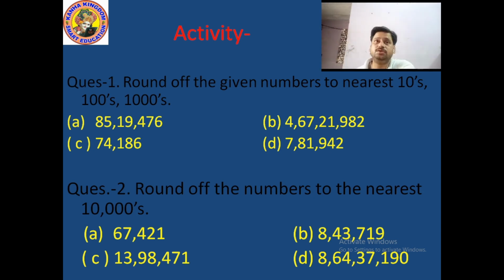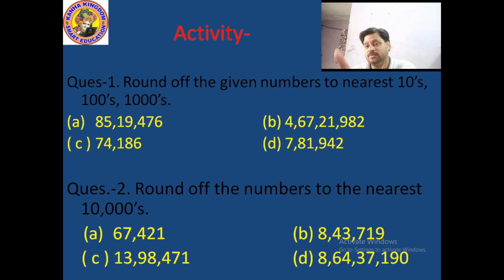Now B part of this question. B part of this question is 4, 67, 21, 982. In this question also, first you have to convert this number into nearest 10. So for nearest 10, check only two place values. Which are they? Ones place and tens place.